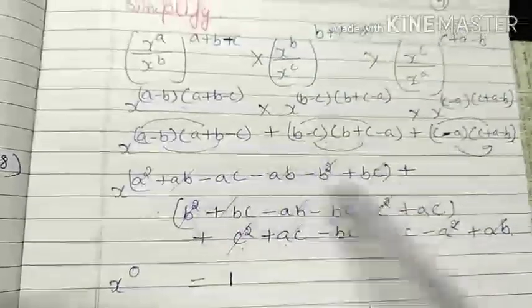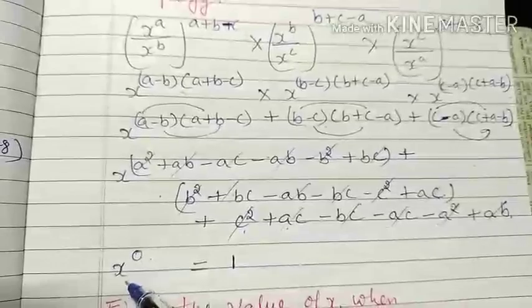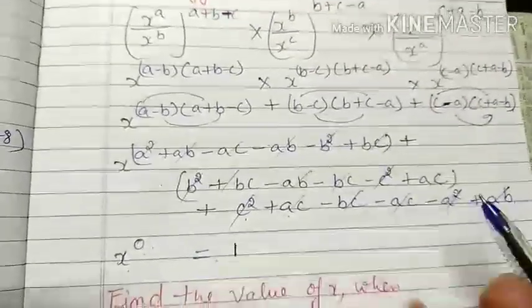Now if I check, all the terms cancel with each other, only 0 is left. Any term with 0 power is equal to 1. So that is my answer.